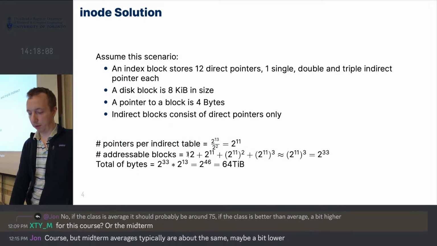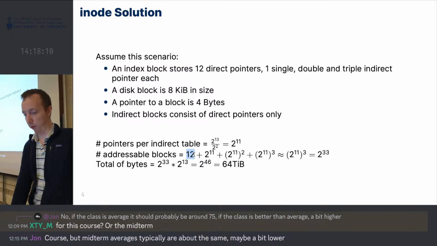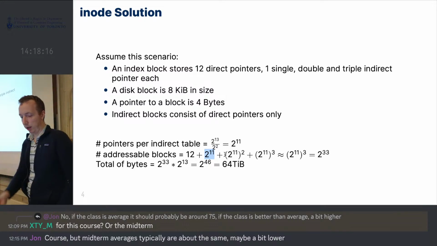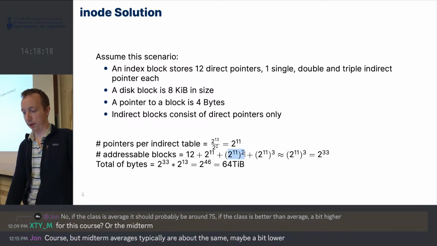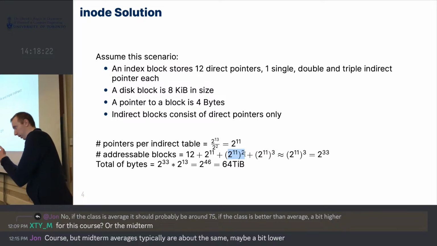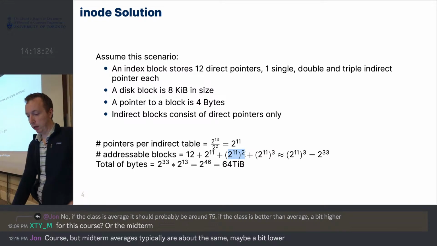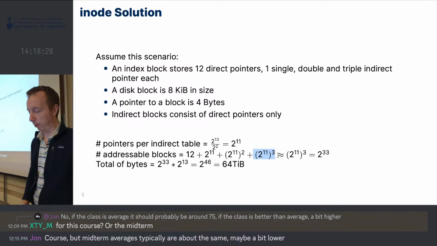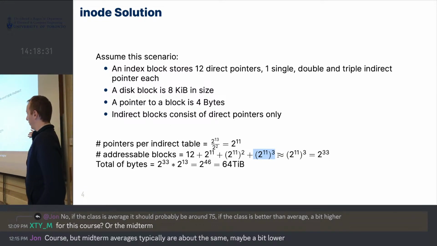So the total number of addressable blocks is 12 through the direct, 2 to the 11 through the single indirect, and through the double indirect it would be (2 to the 11) to the power of 2, because each of them can point to another block that's full. For the triple indirect, it's the same thing but to the power of 3. I can be lazy: this (2 to the 11) to the power of 3 is going to be the dominant term.